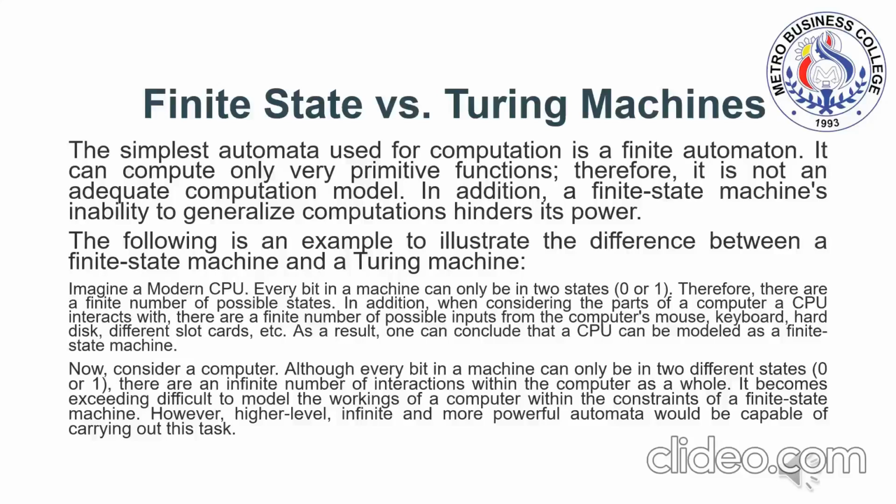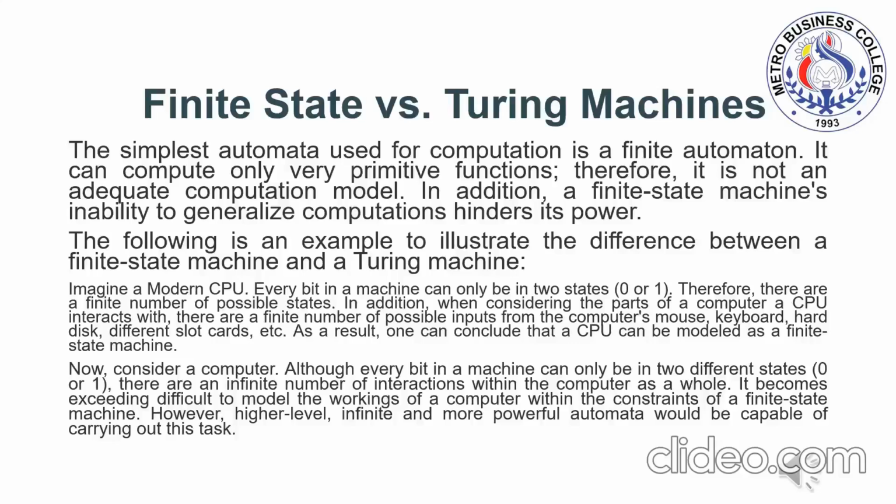The simplest automata used for computation is a finite automaton. It can compute only very primitive functions. Therefore, it is not an adequate computation model. In addition, a finite state machine's inability to generalize computations hinders its power. The following is an example to illustrate the difference between a finite state machine and a Turing machine.